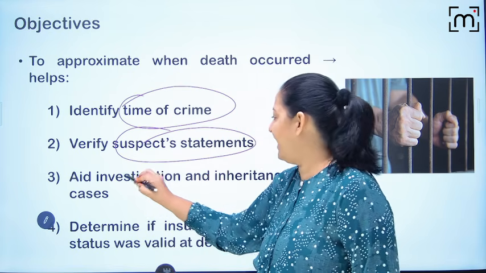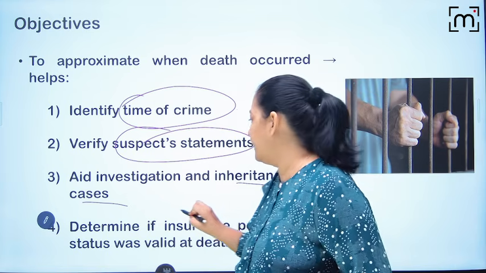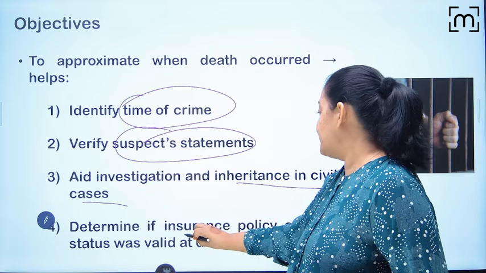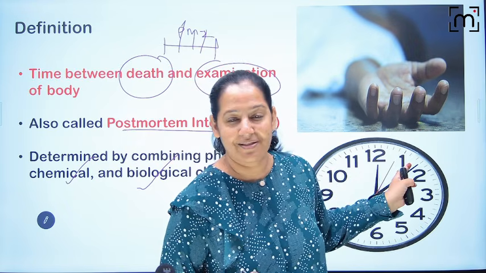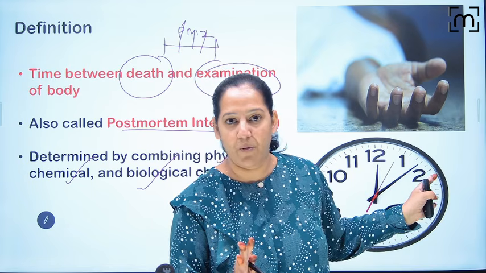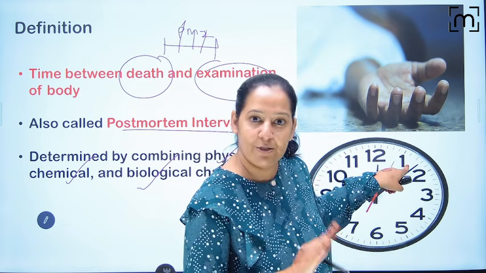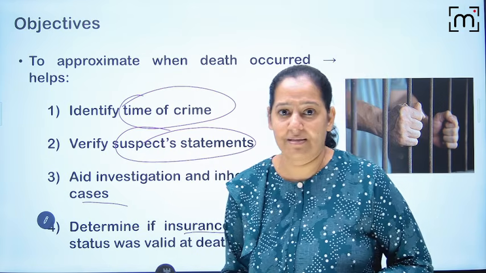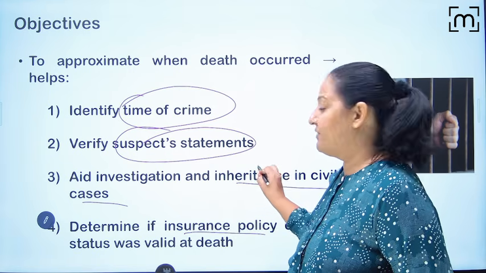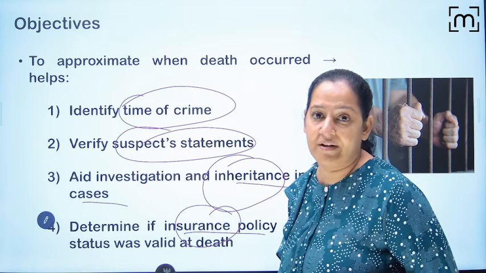It aids investigation and inheritance in civil cases. And it determines the insurance policy. Sometimes an insurance policy may last only up to a certain moment. So if the time of death is 1 o'clock, the insurance policy is valid, but if the time of death is 2 o'clock or 3 o'clock, it's not valid. It may be the case in the matter of inheritance, or the insurance policy, whether it is valid or not valid at the time of death.